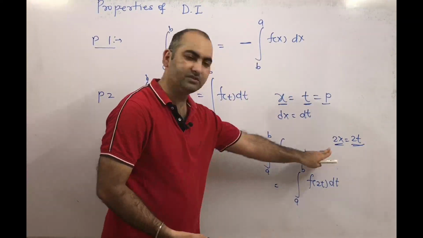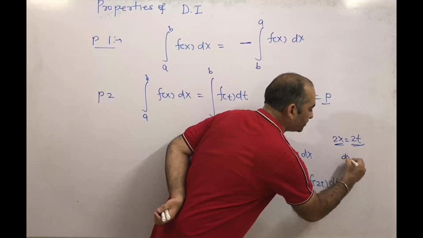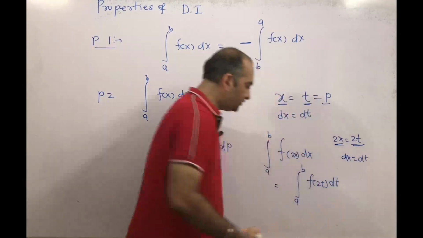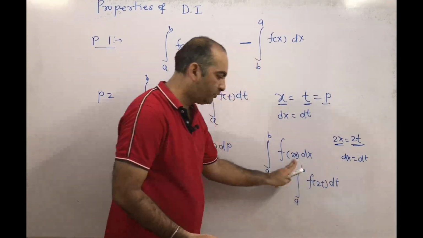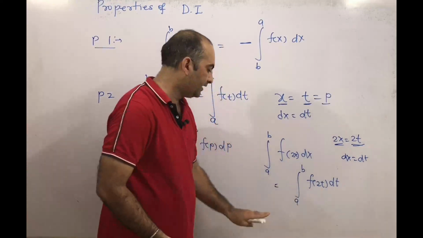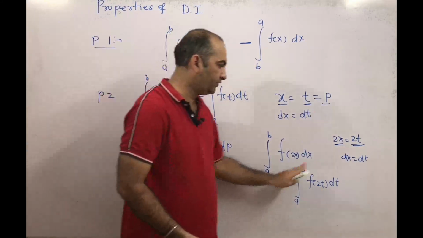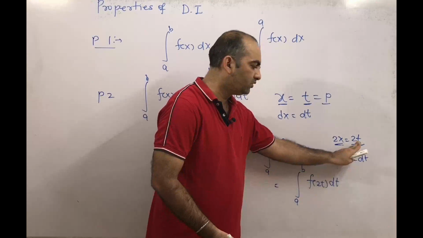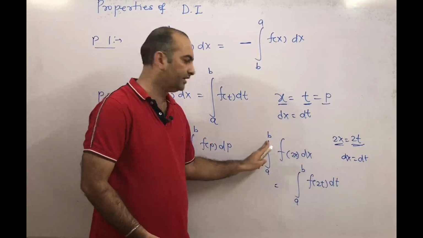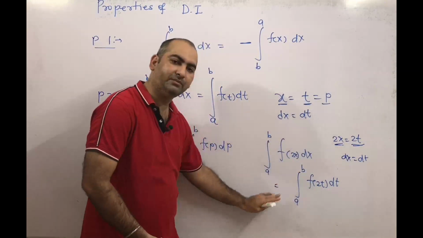How do we find this out? See, dx equals dt, so instead of dx we can write dt, and instead of 2x we can write 2t. If I put the lower limit a, t equals a only, and if I put b, t equals b. So the same relation will come.